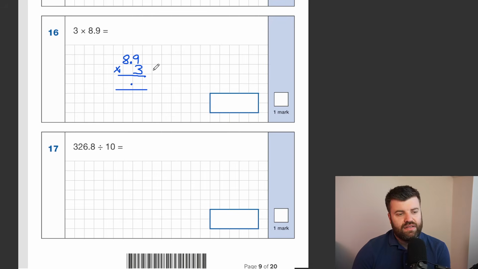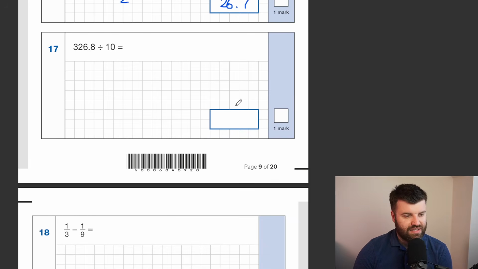Let's do the same method. 9 times 3 is 27. 3 times 8, that's going to give me 24, plus the 2 is 26. So I have 26.7. If you forget that decimal, you'll get it wrong. No matter how much good work you've done, you must remember that decimal. It really changes the answer here.